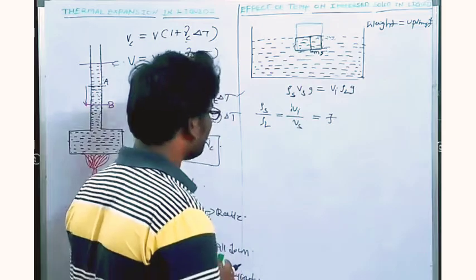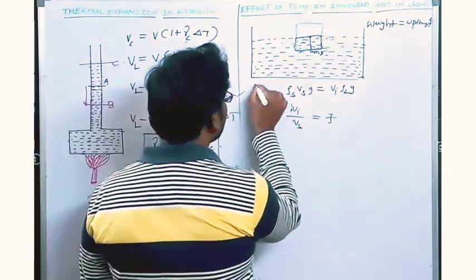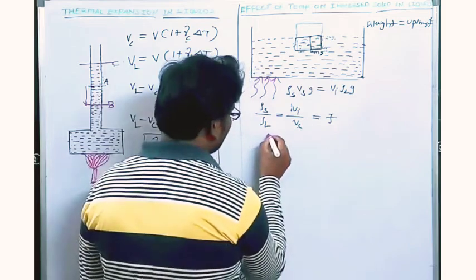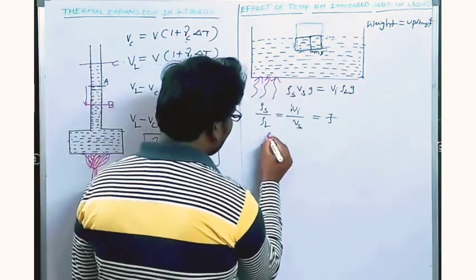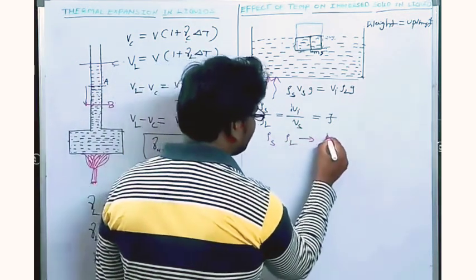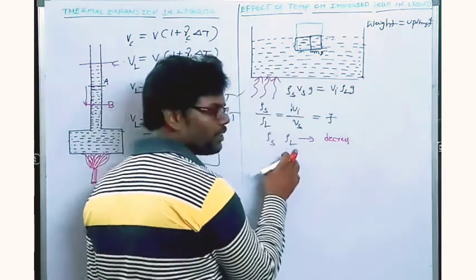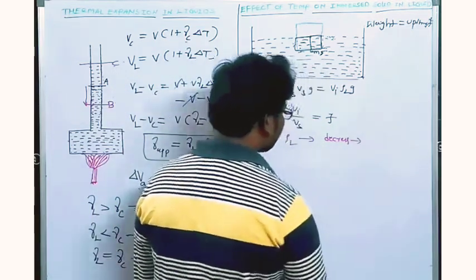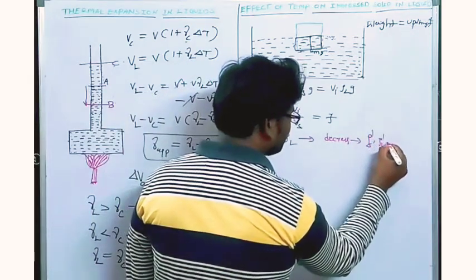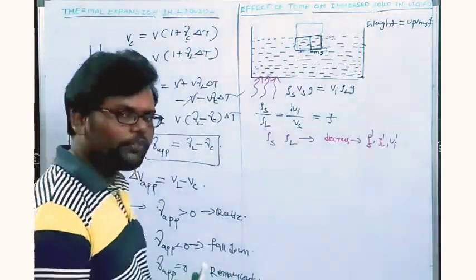liquid. Right. So now, if you want to heat up this liquid, what will happen? After heating, the density of the solid and the density of the liquid both will decrease. The final density of the solid and liquid will be rho s dash and rho l dash, and the volume of the immersed solid is vi dash.